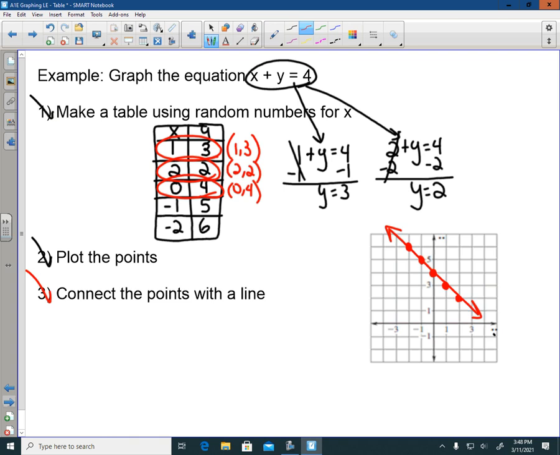So that's basically how you do it. You make a table using random numbers for x, just make it up. Once you do the inputs and solve for the outputs, then you're going to plot those points and then connect those points with a line.